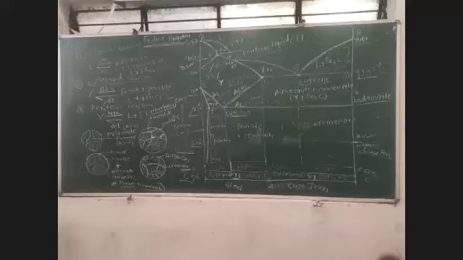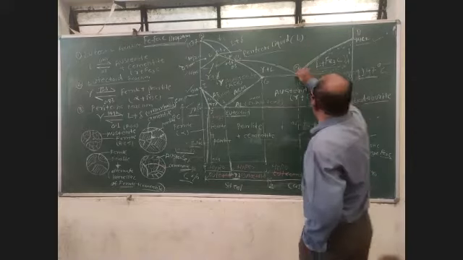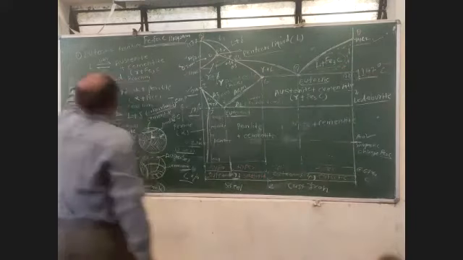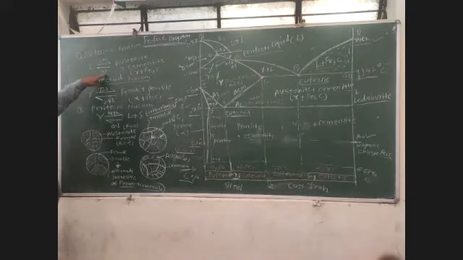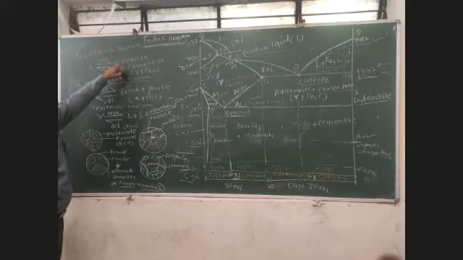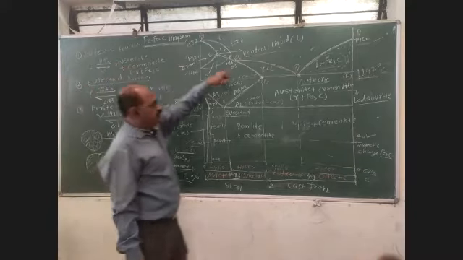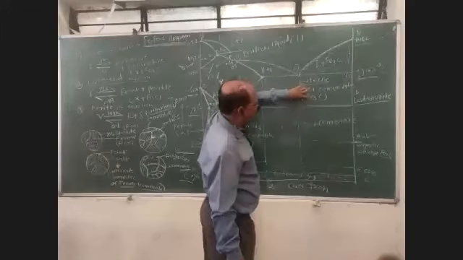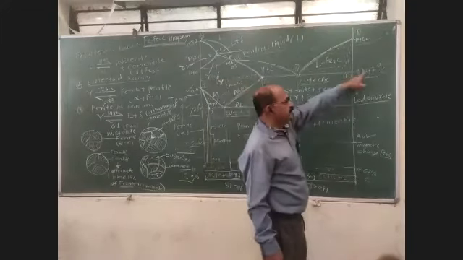So what is the eutectic reaction? Liquid. Above this point, it is a liquid. So if you cool down at this temperature, 4.3% carbon, 1147 degrees, then you will see austenite plus cementite.